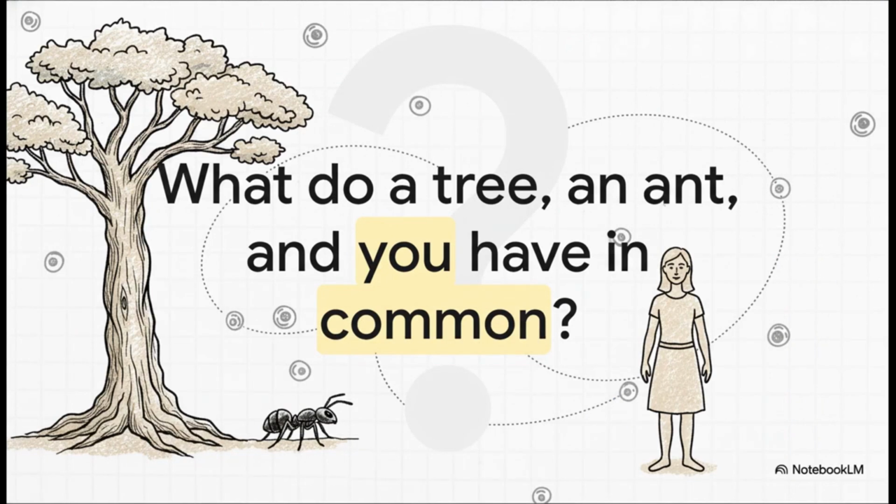All right, let's kick things off with a little riddle. I want you to picture one of those ancient, gnarled olive trees, maybe one you've seen out in Bidnija. Got it? Okay, now picture a tiny little ant crawling on the ground. And finally, think about, well, you. So a giant tree, a tiny ant, and you. What on earth could all three of you possibly have in common?